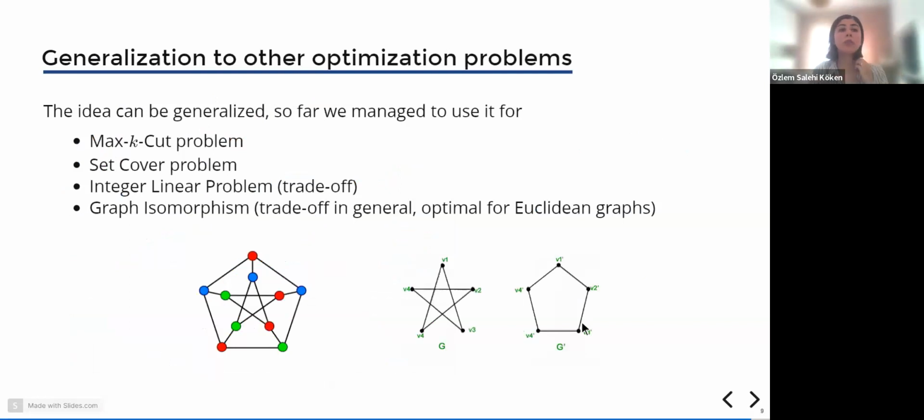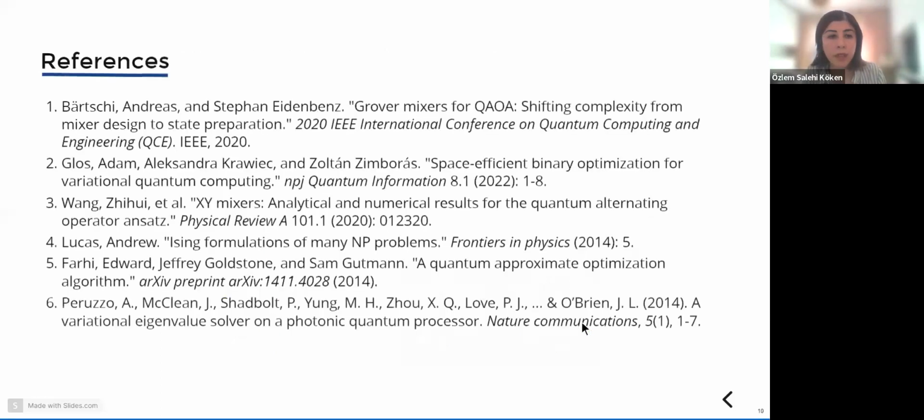And to conclude, we were also able to show near optimal circuits for the max K-cut problem. We use this idea for set cover, and for integer linear programming, we show a trade-off between number of qubits and gates. And also one can show a similar trade-off for graph isomorphism. So in general, you can employ this new way to implement QAA for any combinatorial optimization problem. And that's all. I will be happy to answer any questions.